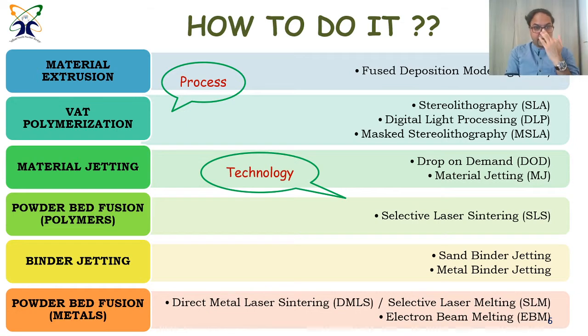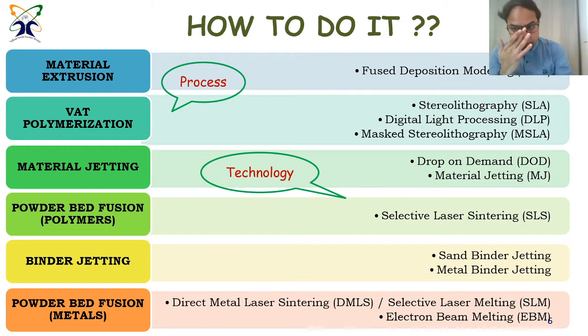So on the left hand side, there are the names of processes which we call material extrusion, vat polymerization, material jetting, powder bed fusion, basically for polymers, and binder jetting and powder bed fusion, basically for metals. So these are basically the main processes which are involved in order to get the 3D printed objects.